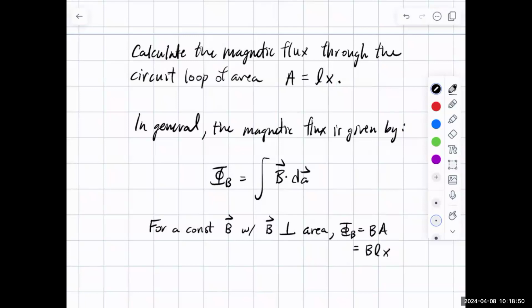And you can already see that parts of the result that we're trying to get are sort of emerging. We want to show that the induced EMF is V times B times L. So right now we have B times L, but instead of a V, we have an X. So how do you go from a position X to a velocity V? What's the relationship between position and velocity?